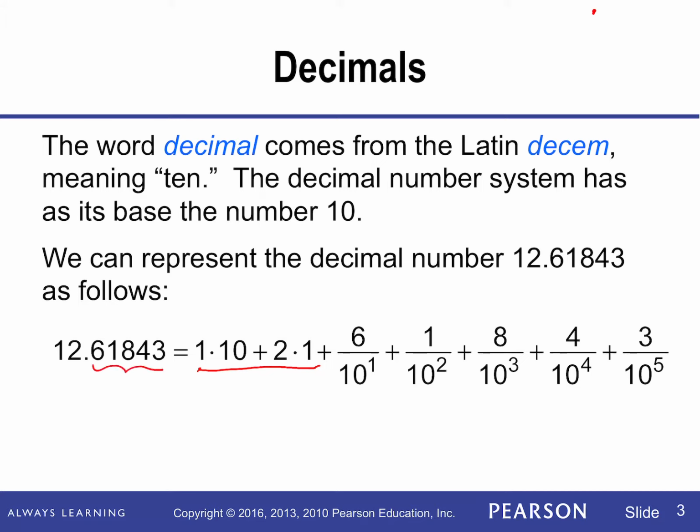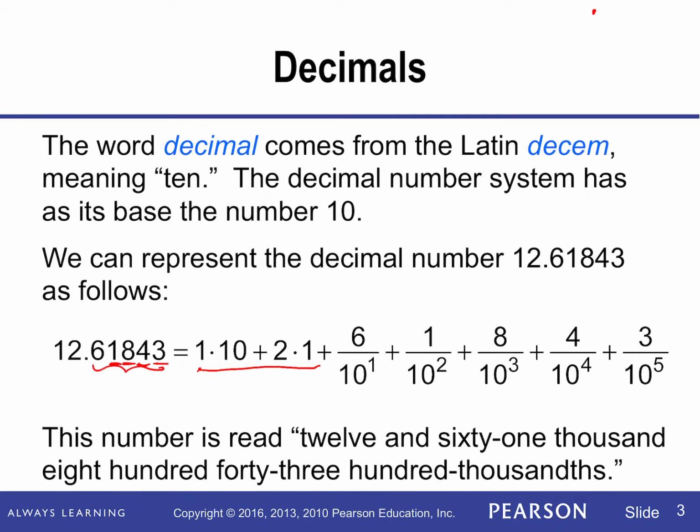The numbers that come after the decimal start as 1 over 10 to the first, and then the second place value is hundredths, 1 over 10 squared. The third place value is thousandths, 1 over 10 cubed, and so on. So here I have 6 over 10 to the first, plus 1 over 10 squared, plus 8 over 10 cubed, plus 4 over 10 to the fourth, plus 3 over 10 to the fifth. Okay, so this is how we would write it in expanded form.